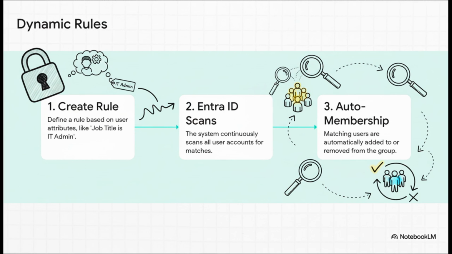So how does that dynamic magic actually work? Well, it's brilliant and surprisingly simple. First, you create a rule, and you base that rule on that user metadata we were just talking about. For example, you could say, any user whose job title is IT administrator belongs in this group. Then, Entra ID is constantly scanning all your user accounts. The moment it finds a user who matches that rule, bam, they're automatically added to the group. And get this, if their job title changes tomorrow, Entra ID automatically removes them. That is automation at its absolute best.